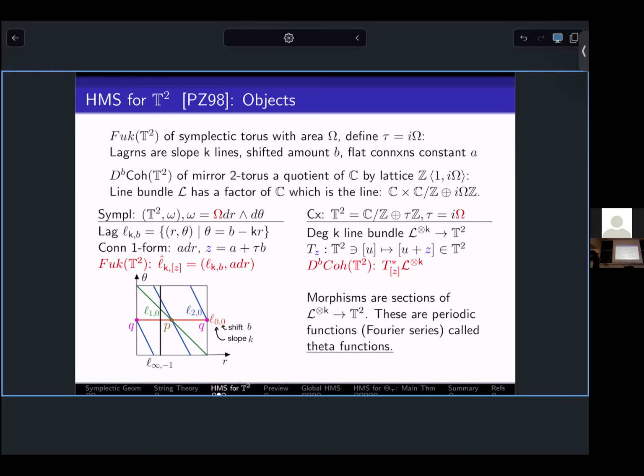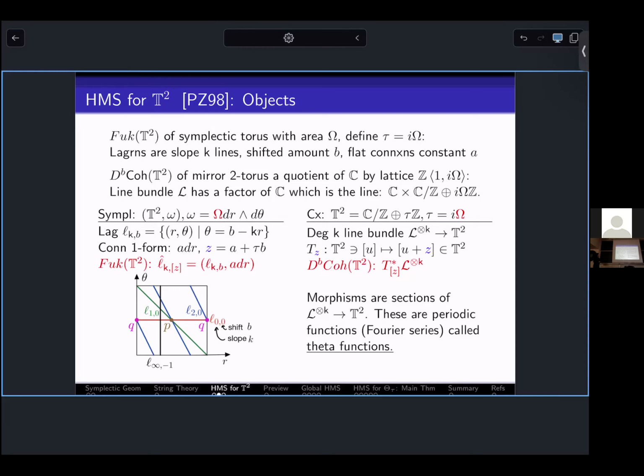On the other side, for the branes, we have, so the mirror is now the 2-torus where the lattice is 1 in the real direction, and then i times omega, where omega is this area, in the complex direction. And the branes are, we look at the line bundles L, where L is defined to be degree 1. It's an ample line bundle on the 2-torus. And so you define it as a copy of C that has the correct periodicity condition to descend to this 2-torus. So we have the area omega is mirrored to the lattice omega.